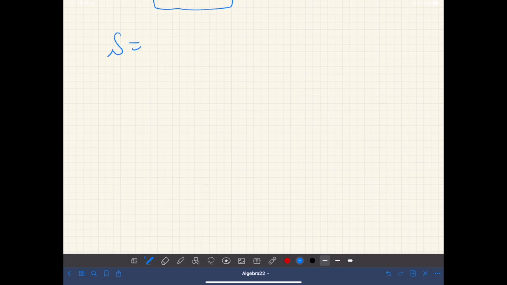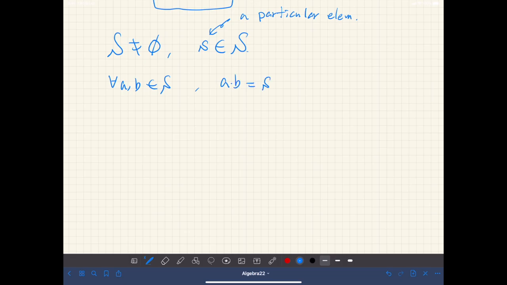Again, let S be any non-empty set, and let little s be a particular element of S. It can be any particular element. Then for any elements A, B, we define A times B to be equal to s. So this s is this s. That means the result of this binary operation is just a constant. It always gives the same element.